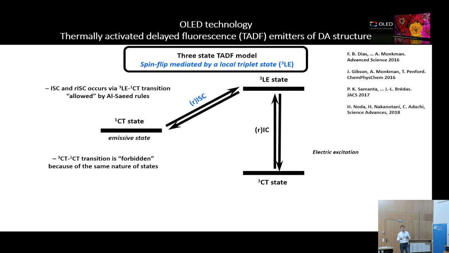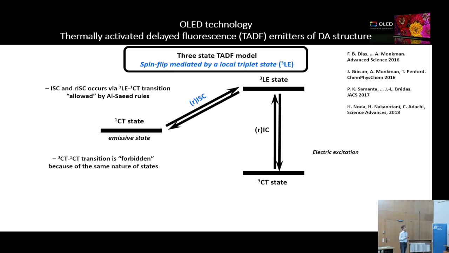The basic classic photophysics explain this by the allowed transition, or by El-Sayed rules, the allowed transition from triplet to singlet, and this transition should be mediated by the different nature of the state, so we cannot transit directly from the CT triplet to CT singlet. We need a third state of different nature to have non-zero spin-orbit coupling, and then to have a more allowed transition from triplet to singlets.